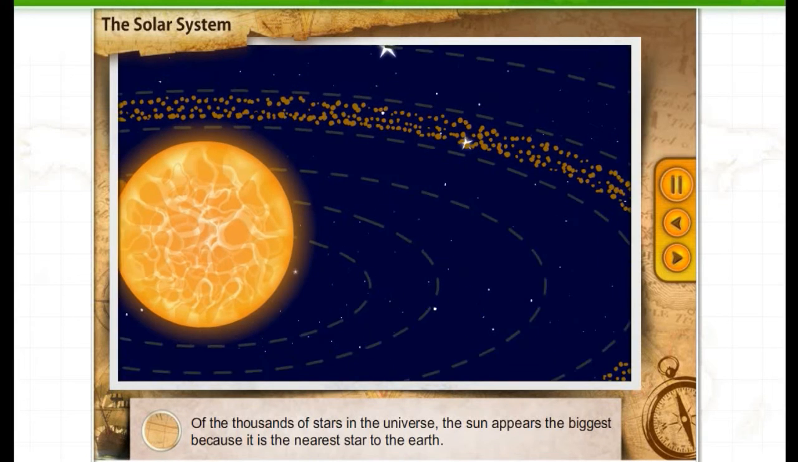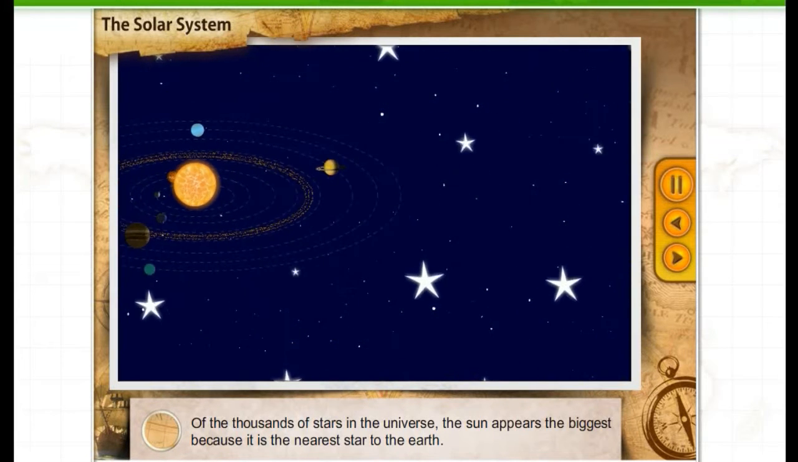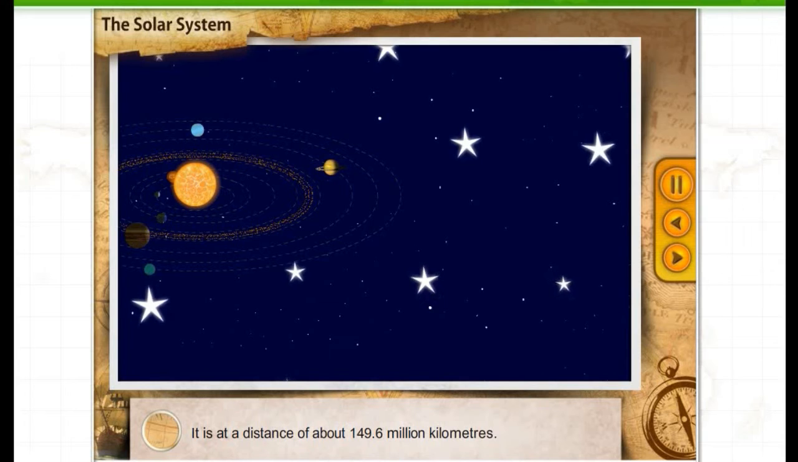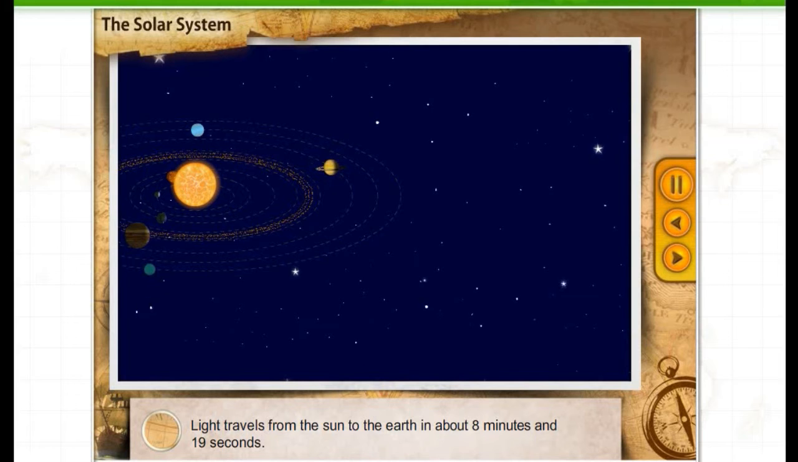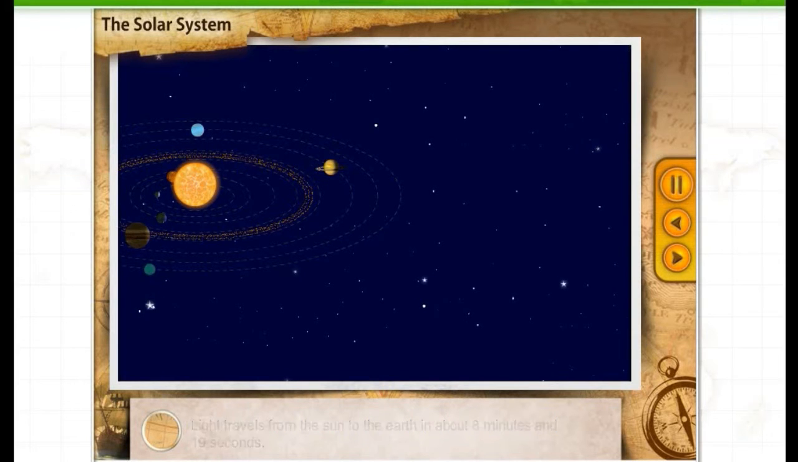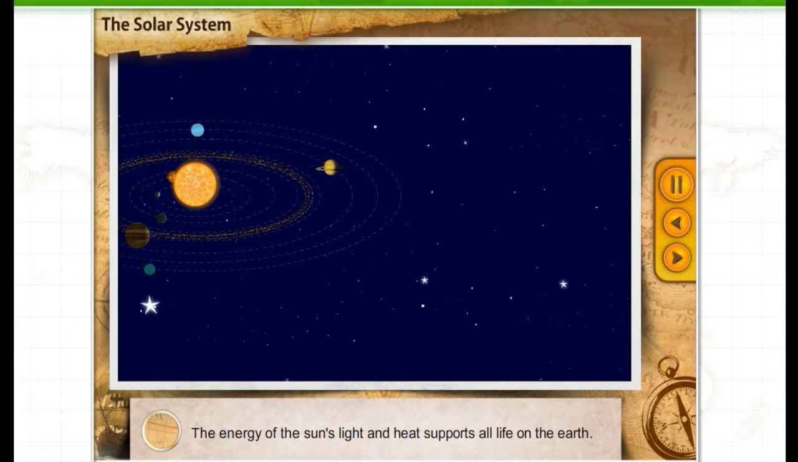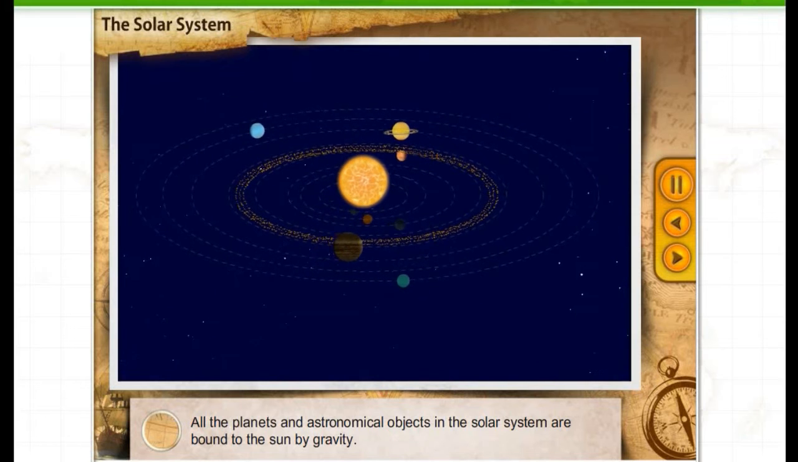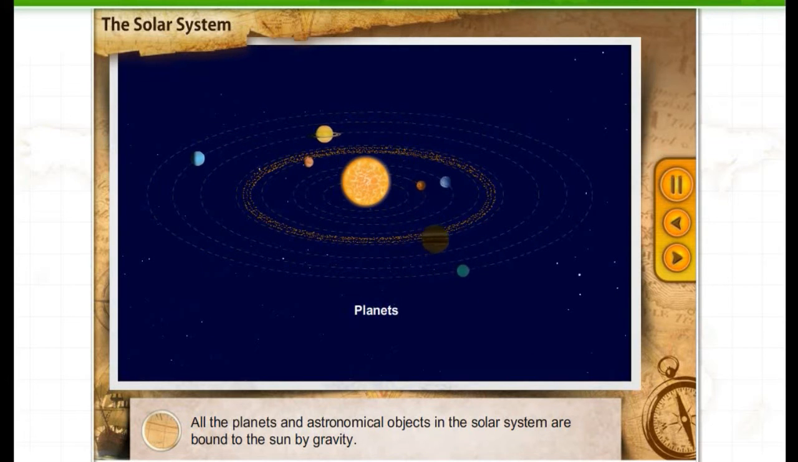Of the thousands of stars in the universe, the Sun appears the biggest because it is the nearest star to the Earth. It is at a distance of about 149.6 million kilometers. Light travels from the Sun to the Earth in about 8 minutes and 19 seconds. The energy of the Sun's light and heat supports all life on the Earth. All the planets and astronomical objects in the solar system are bound to the Sun by gravity.